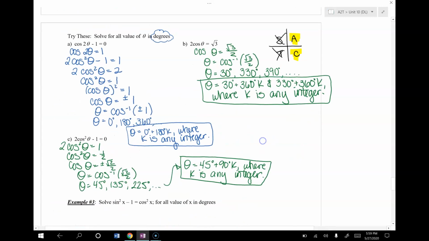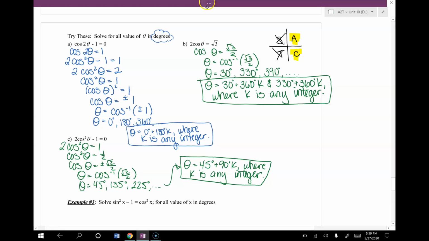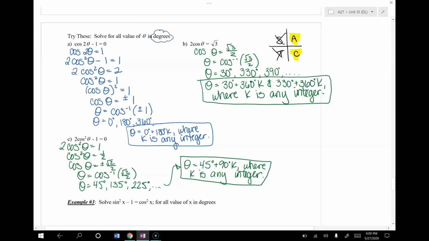For the try this C, be careful when you take the square root, you get the square root plus or minus the square root of 1/2, and then you have to rationalize, so you get rad 2 over 2. Now, I did forget. Notice it's 45, 135, 225. They're separated by 90 degrees. So I wrote mine as one statement. 45 plus 90 degrees k, where k is any integer.